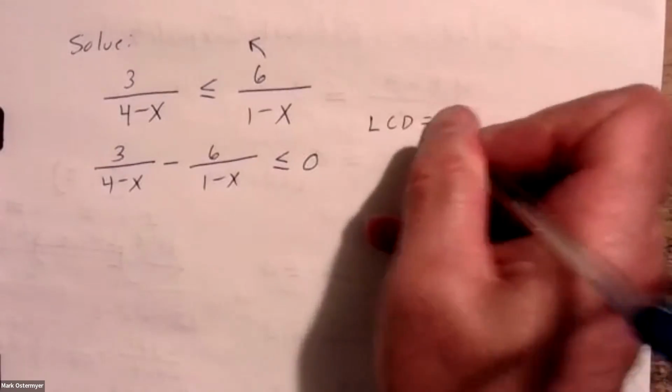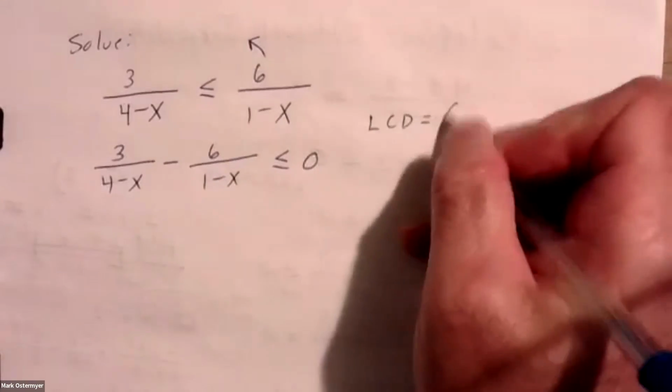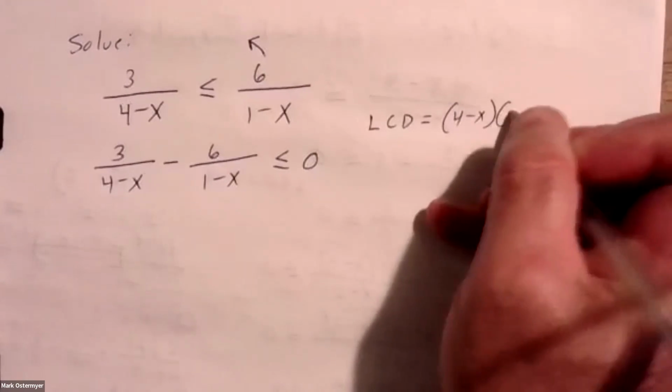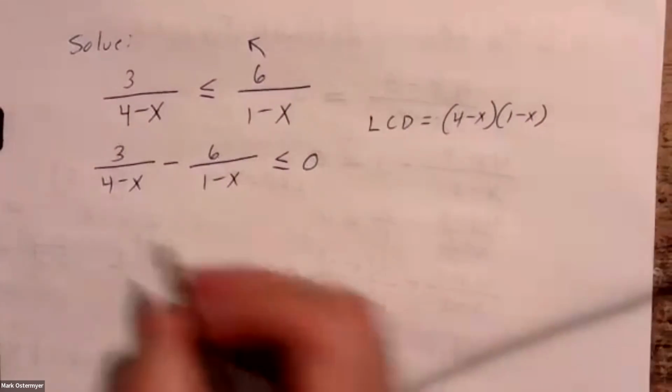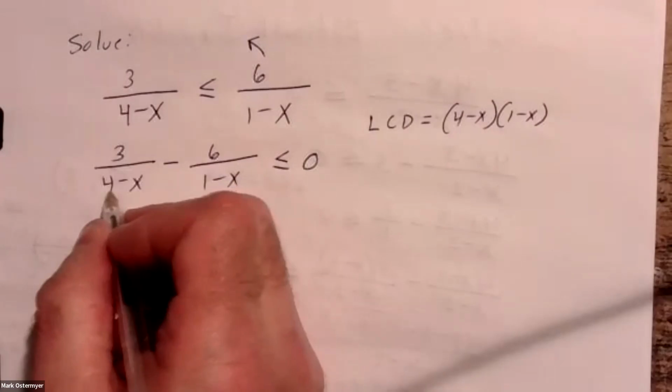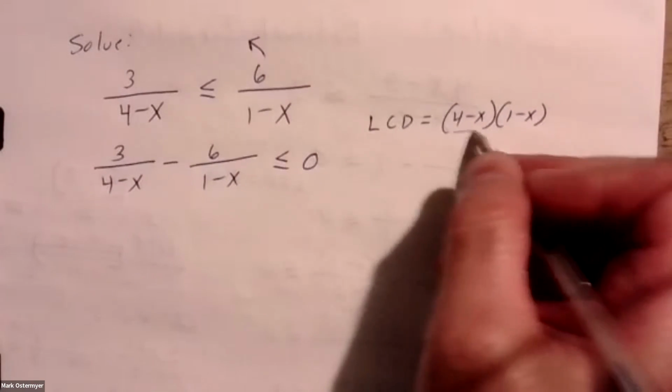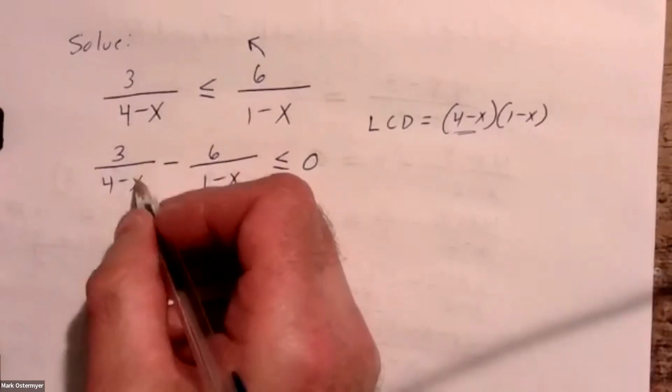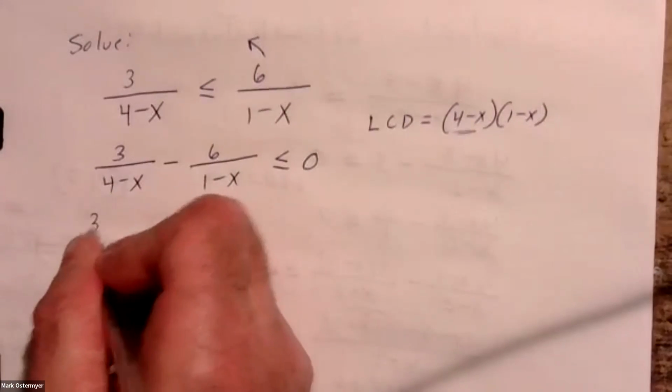Least common denominator of 4 minus x and 1 minus x is going to be 4 minus x times 1 minus x. You got to have both of these here. First fraction's got the 4 minus x. It's missing the 1 minus x. So the top and bottom of this first fraction gets multiplied by 1 minus x.